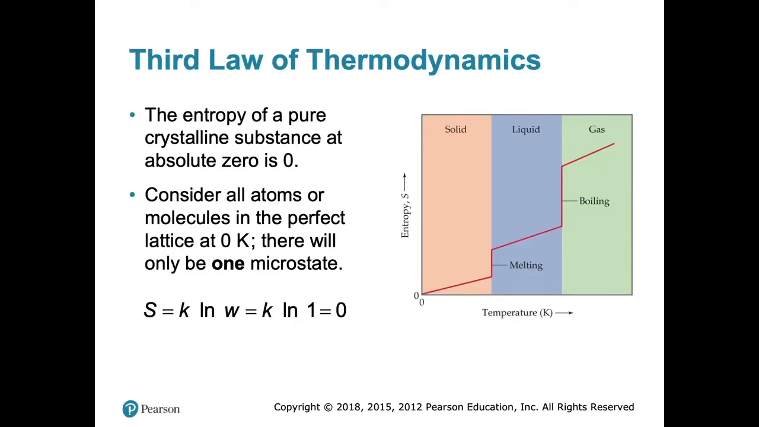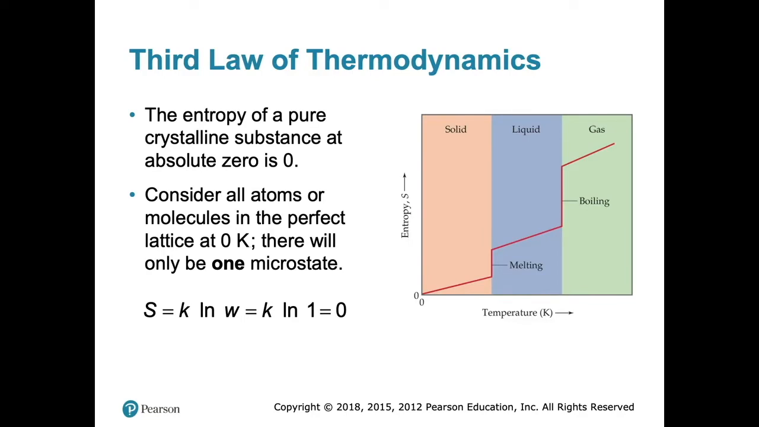The entropy of a pure crystalline substance at absolute zero is zero. I've told you before, it's impossible to get to absolute zero, because absolute zero means no molecular motion at all. Everything is moving. Even the table is vibrating, you just can't tell. There's always a path for heat to travel, so there's really no way to get all the way down to absolute zero. But consider that all atoms or molecules in a perfect lattice are at 0 K.